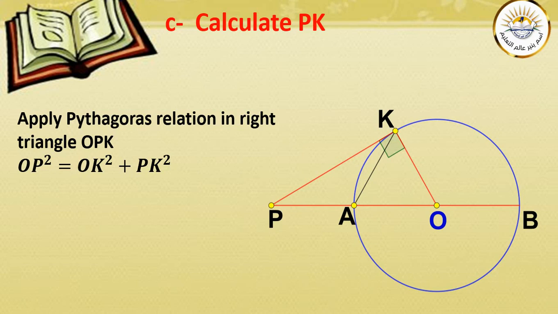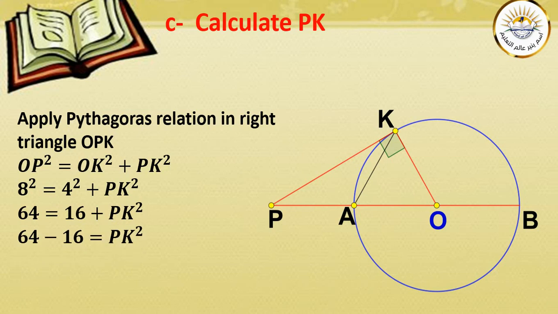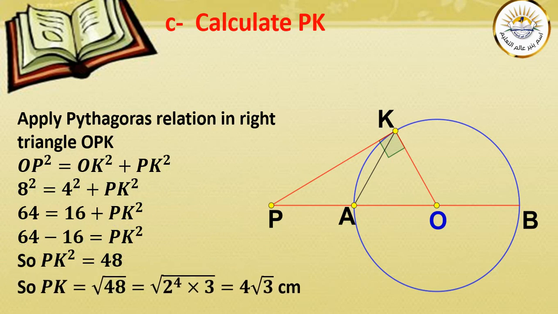But we don't want to calculate OP. We want to calculate PK. So we can say that PK squared is equal to OP squared minus OK squared. That means it's equal to 64 minus 16, which is 48. So PK squared is equal to 48. PK alone is equal to the square root of 48, which is 4 times the square root of 3.